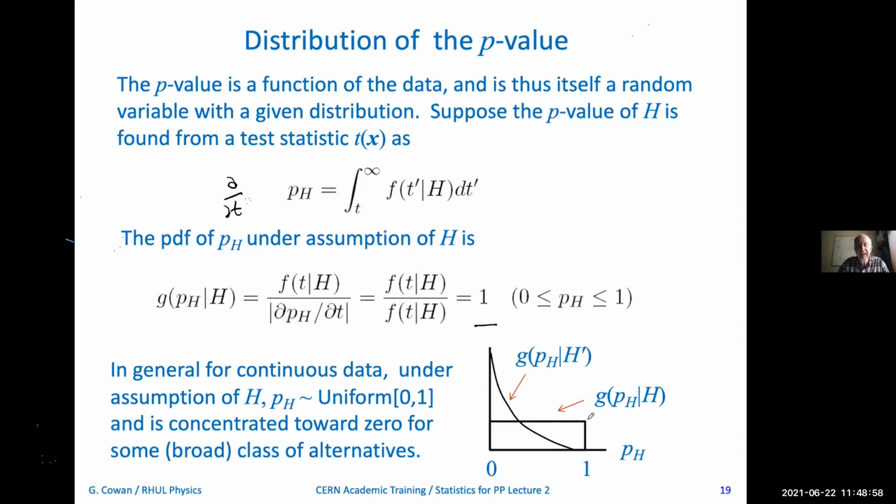That's the PDF of the p-value for h under assumption of h. So if you imagine, maybe in a Monte Carlo program, always generating data according to this hypothesis h, and then you compute the p-value of h and enter that into a histogram, that would be a uniform distribution between 0 and 1. On the other hand, if you generated the data according to some other hypothesis, say h prime, then you would more frequently land in this region of lesser compatibility, right?